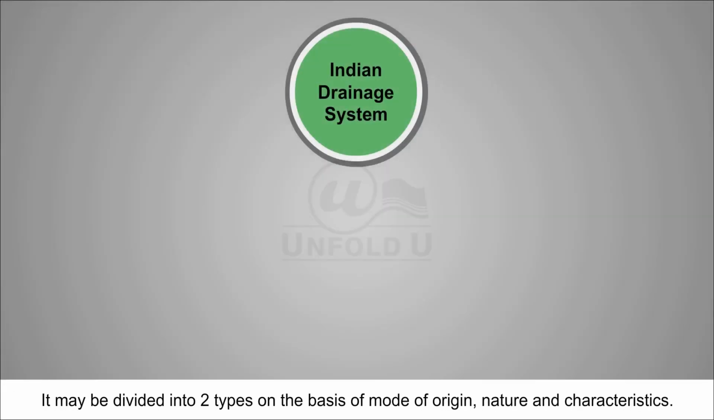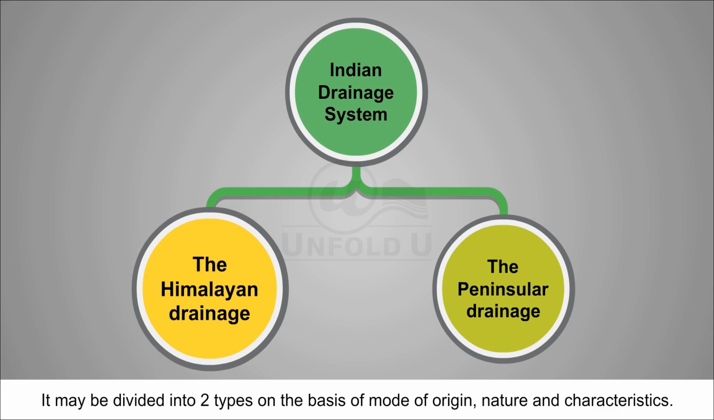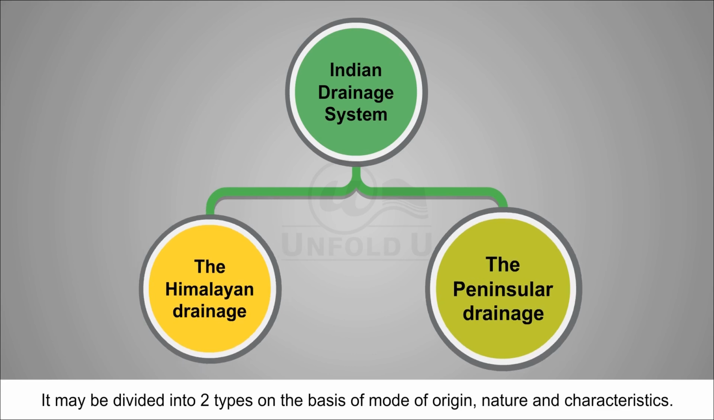It may be divided into two types on the basis of mode of origin, nature, and characteristics. 1. The Himalayan drainage. 2. The peninsular drainage.